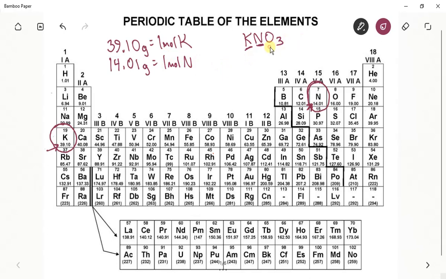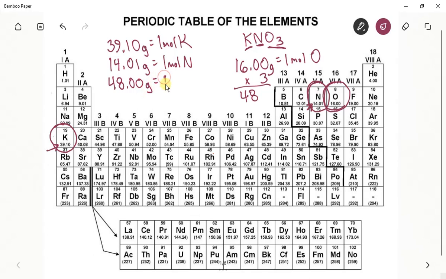And now we have 3 moles of oxygen. And oxygen is right next to the nitrogen here. Oxygen is 16.00 grams per mole, equals 1 mole of oxygen. But we don't have 1 mole of oxygen, we have 3 moles of oxygen. So we need to take that 16 times 3. So 16 times 3 is 48. So that means we have 48 grams in 1 mole of O3.